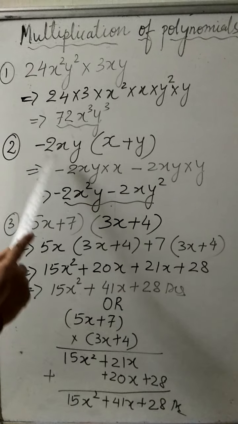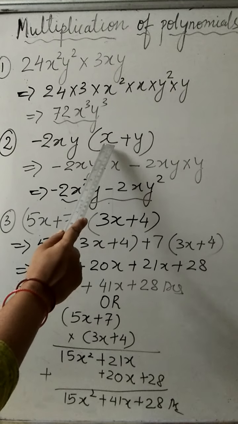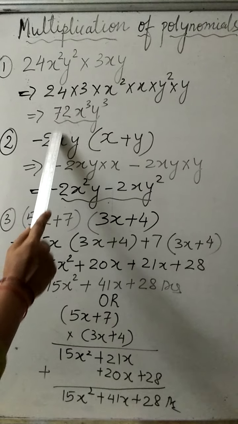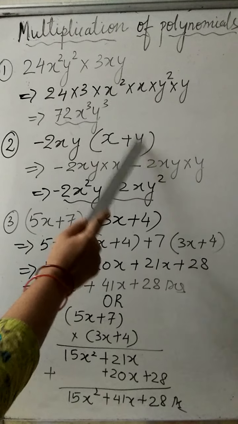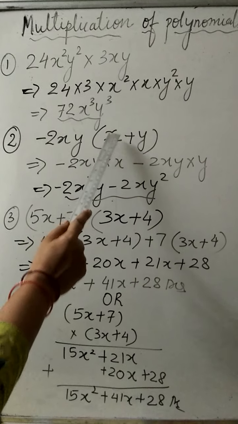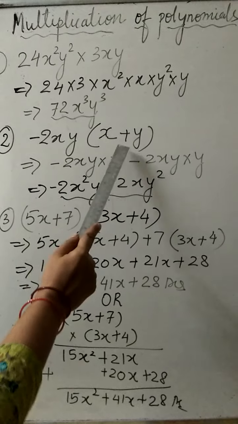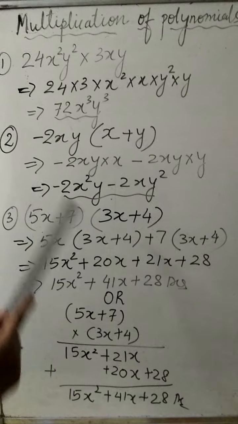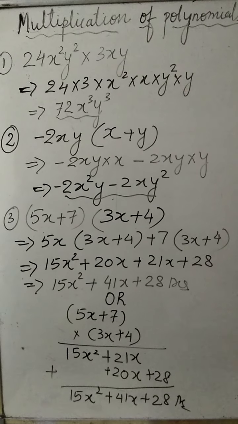Next, question number 2. I am multiplying a monomial with a binomial. Binomial means having two terms. Now the rule is first this monomial should be multiplied by this term and then it should be multiplied by the other term. So let us see how. First we are going to multiply minus 2xy into x. Then here is a negative sign, so minus plus. Minus plus is minus, so here I have written minus. Then 2xy into y. And then you have to multiply it. Here is the answer.